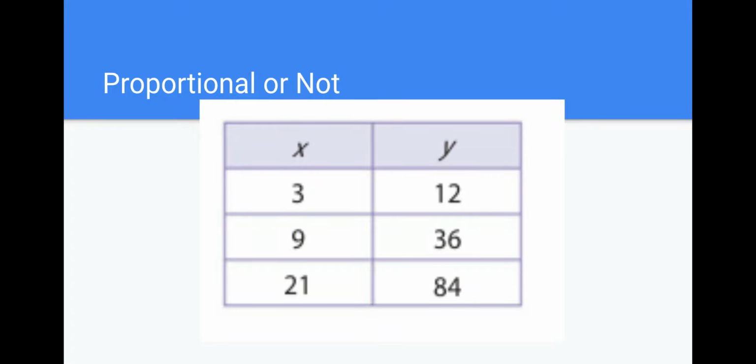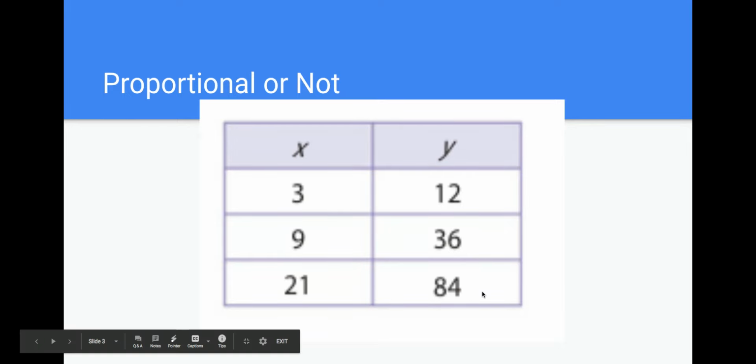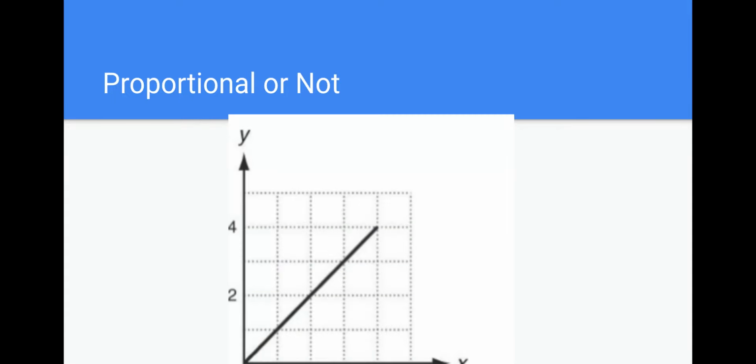Okay, so if you said, yes, this is proportional, then you're absolutely correct. And if you said, yes, the constant of proportionality is 4, you're also correct, because the relationship between x and y, we have 3 times 4 is 12, 9 times 4 is 36, and 21 times 4 is 84. So it remains consistent looking at our relationship between x and y.